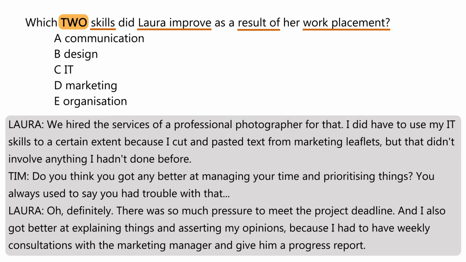So Laura starts the conversation and she says, we hired the services of a professional photographer for that. I did have to use my IT skills. Because I cut and pasted text from marketing leaflets. But that didn't involve anything I hadn't done before.